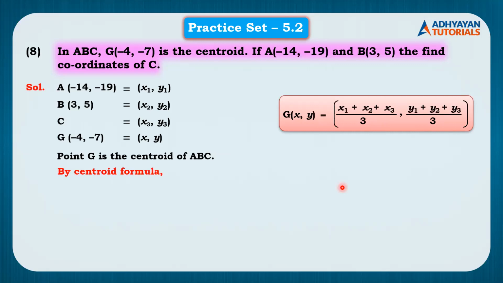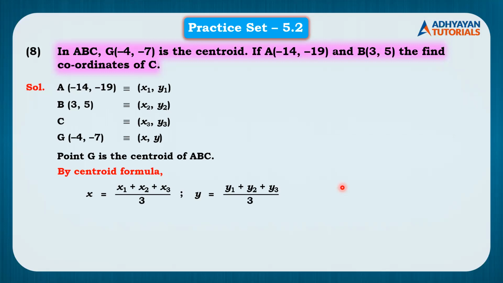So now we know the centroid formula: x is equal to x1 plus x2 plus x3 upon 3, and the formula for y is equal to y1 plus y2 plus y3 upon 3. Students, did you understand why we took it separately? Because the coordinates of the centroid are given to us and we have to find the coordinates of a vertex. So x and y we know, so we can substitute the values of x and y. We have to find the values of x3 and y3 in this sum.